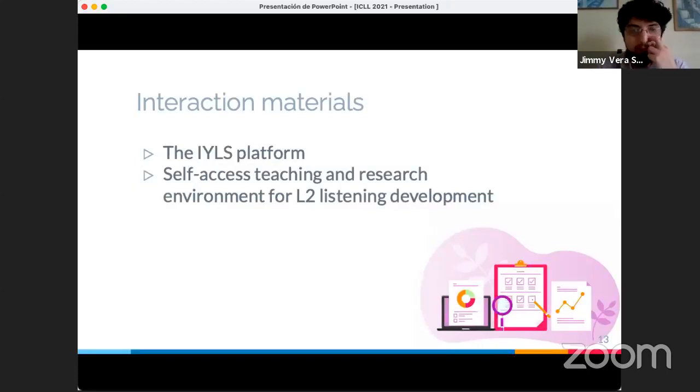In the next slide, we can check the name of the platform that we used, which is called Improve Your Listening Skills Platform. This platform has been designed based on the theoretical framework of help options proposed by Ms. Mónica Cárdenas. And it's a self-access teaching and research environment for L2 listening development.